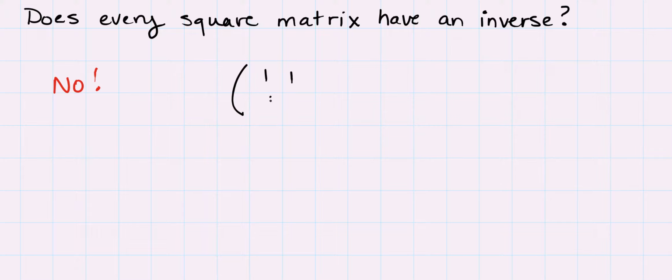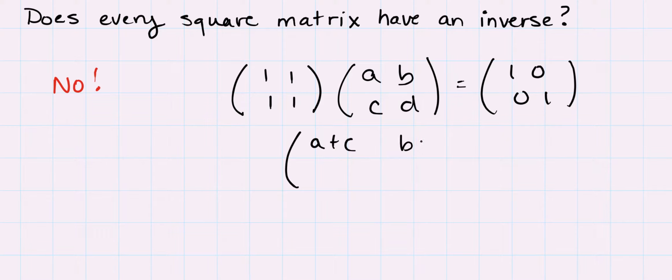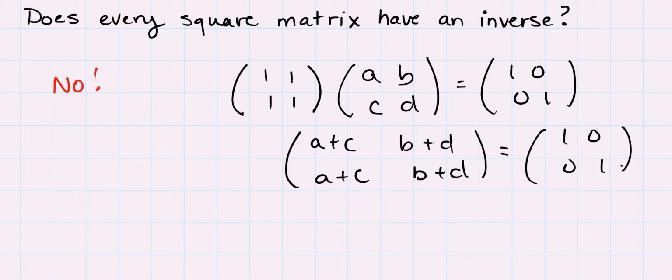So what about this one here, 1, 1, 1, 1? We can use the same idea as the last one, but you'll see if I multiply this by A, B, C, D, and I want it to equal 1, 0, 0, 1, I'll get A plus C, B plus D, A plus C, B plus D. This is equal to 1, 0, 0, 1.